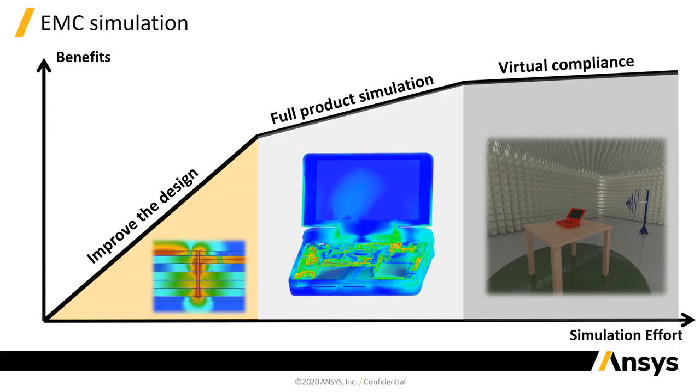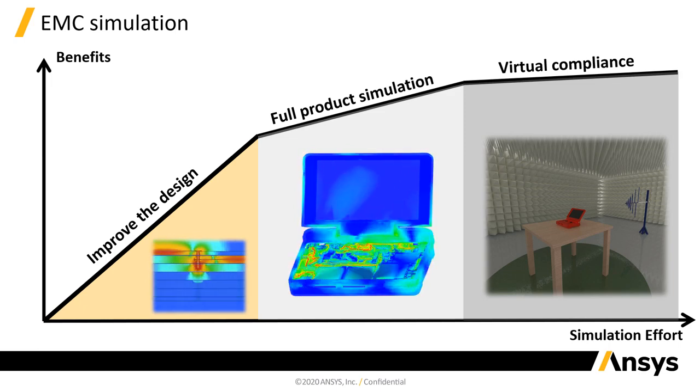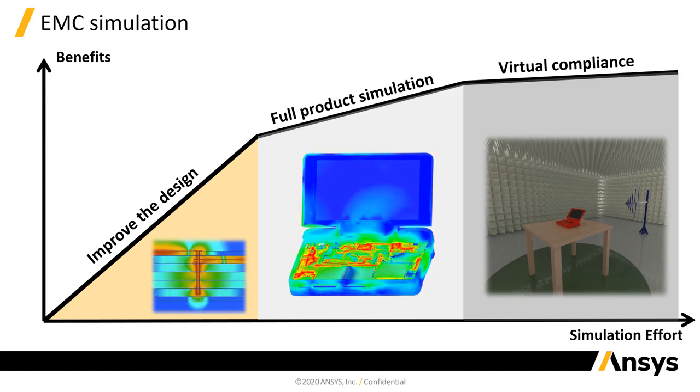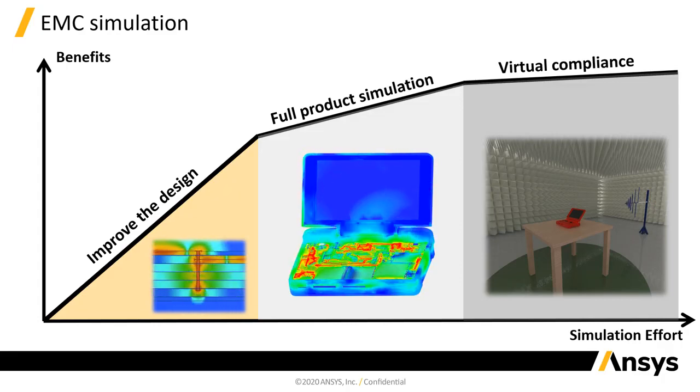So for example, we have here a back drilling via animation, but we can optimize transitions, we can optimize PCB layout, we can optimize many things in your design that's going to solve signal integrity problems, power integrity problems, and also EMI problems. And then of course you can simulate your full product.